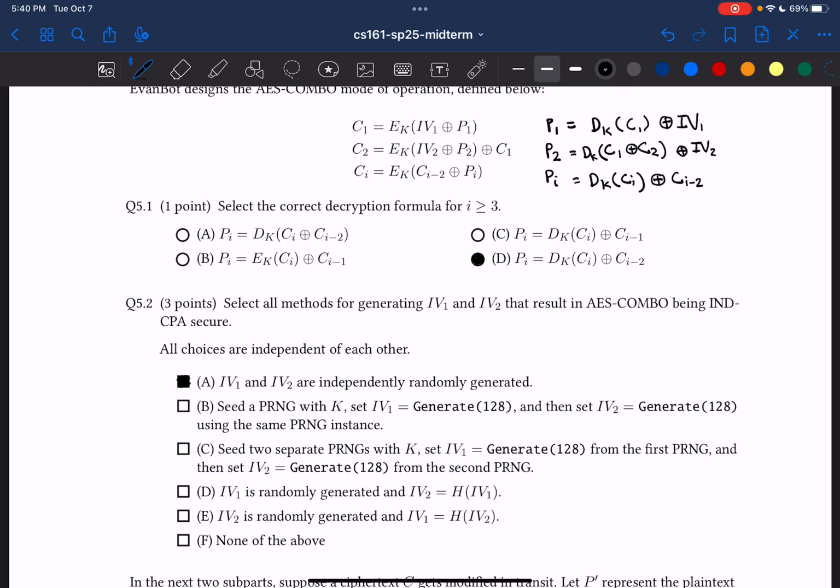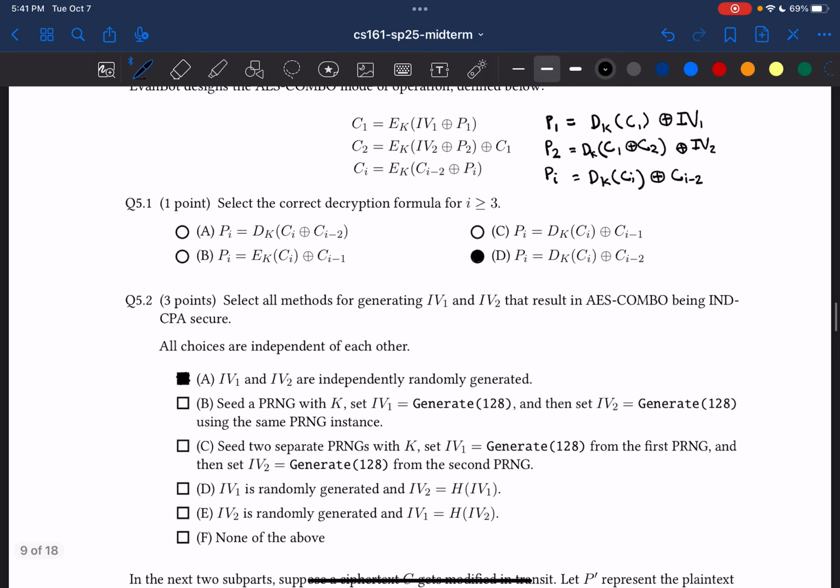So we can move on to answer choice C, which is very similar to answer choice B, where we're seeding two separate pseudorandom number generators with K, and we set IV1 equal to the output of the first generator and IV2 as the output of the second generator. The problem with this is that IV1 and IV2 are going to be equivalent because the pseudorandom number generators are seeded with the same key. What that means is that we can simulate this IND-CPA game, considering the fact that IV1 and IV2 are the same thing.